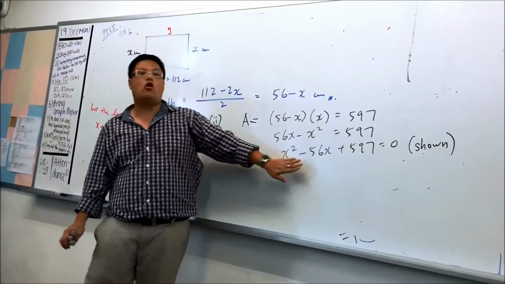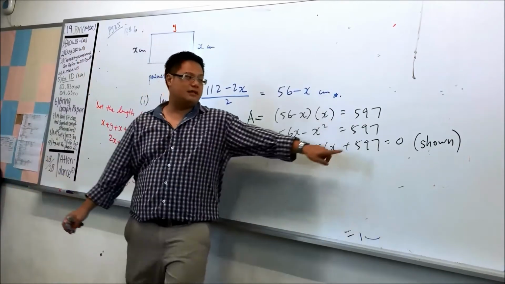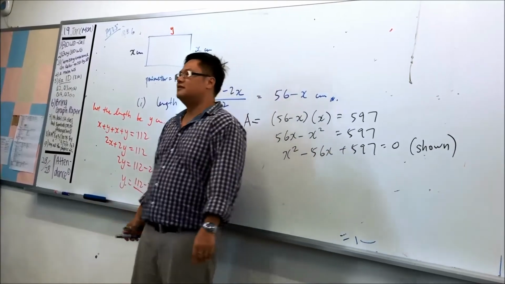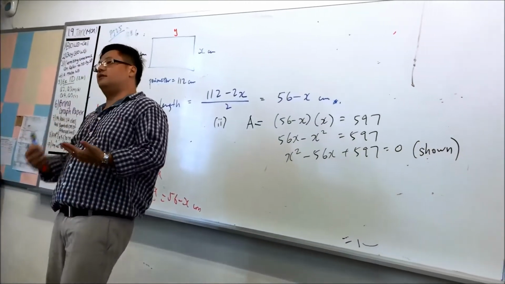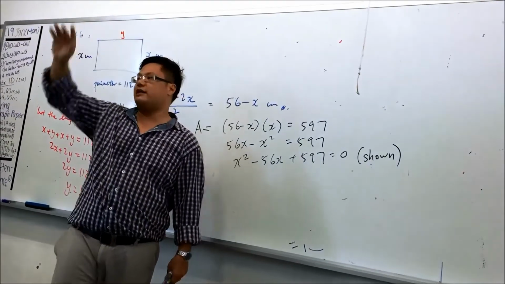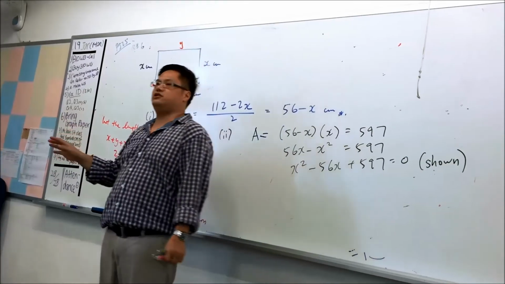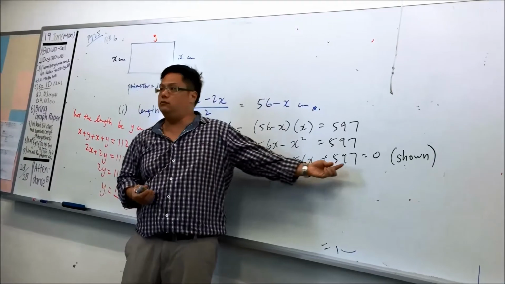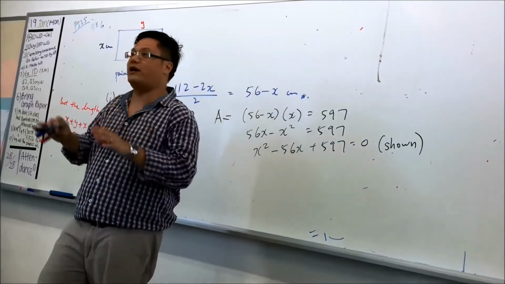If I wanted to continue solving this, will you try to do factorization? No. Why? Because this number is too huge, right? 597. What are the factors of it? I don't know, could be too many. So I'll use the formula method because this number is too huge. Just a side question: when do you use the formula method, and when do you use the factorization method? Use factorization when the numbers are small. When it looks like you can factorize, then you try it.